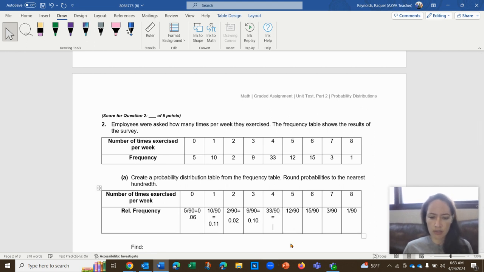This equals 33 divided by 90. 0.37. This equals 12 divided by 90. 0.13.